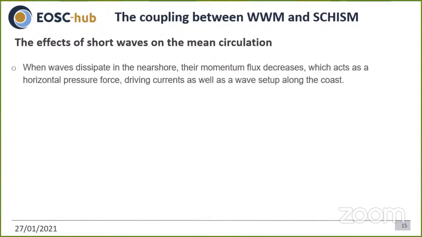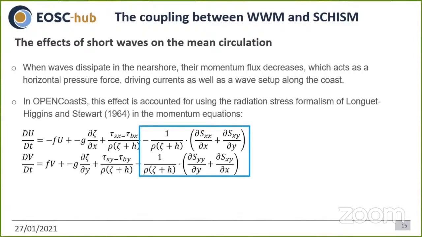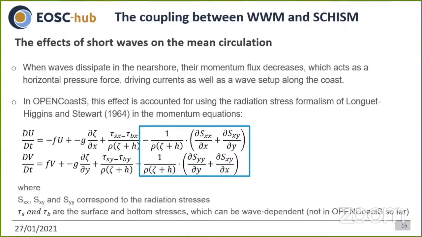First, the effect of short waves on the mean circulation. In the nearshore, when short waves dissipate, their momentum flux decreases, which acts as a horizontal pressure force, which will drive currents as well as a wave setup along the coast. In OPENCOAST, this effect is accounted for using the radiation stress formalism introduced by Longuet-Higgins and Stewart in the momentum equation. So these are these additional terms in blue, where SXX, SXY, and SYY correspond to this radiation stress, and tau S and tau B are the surface and bottom stresses that can also be wave dependent in the code, but not in OPENCOAST so far.